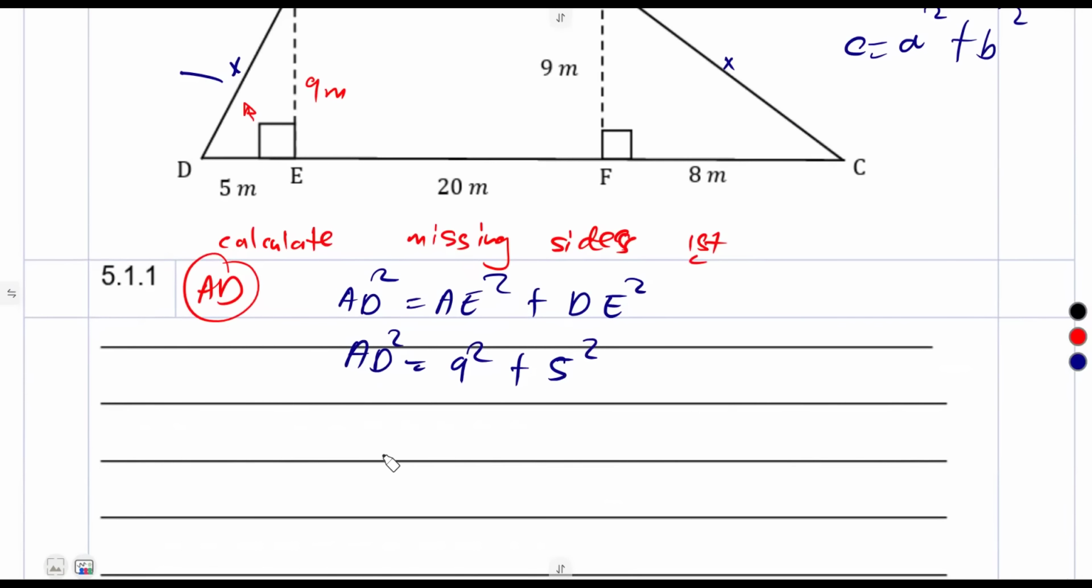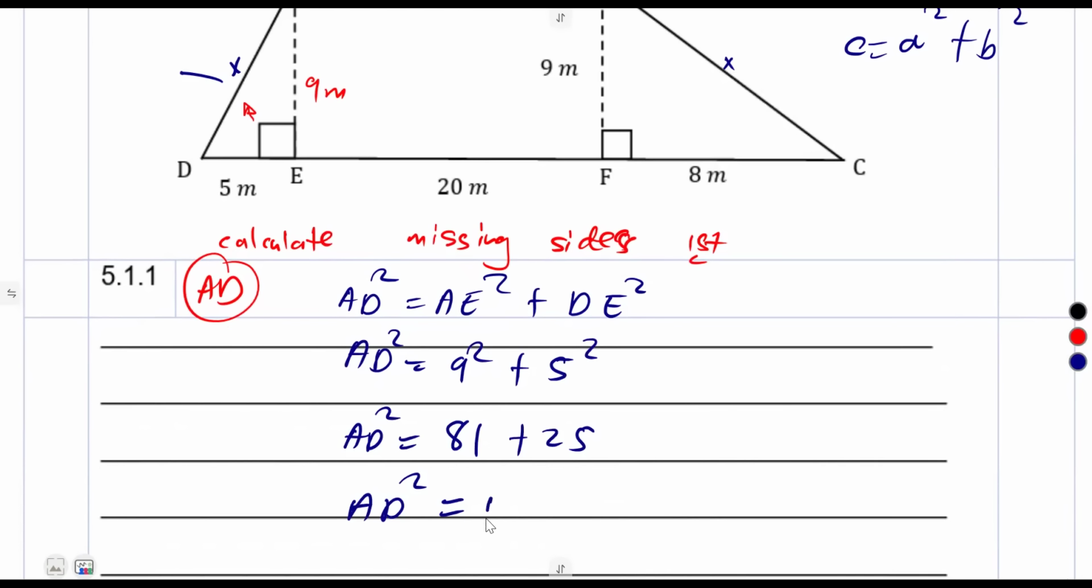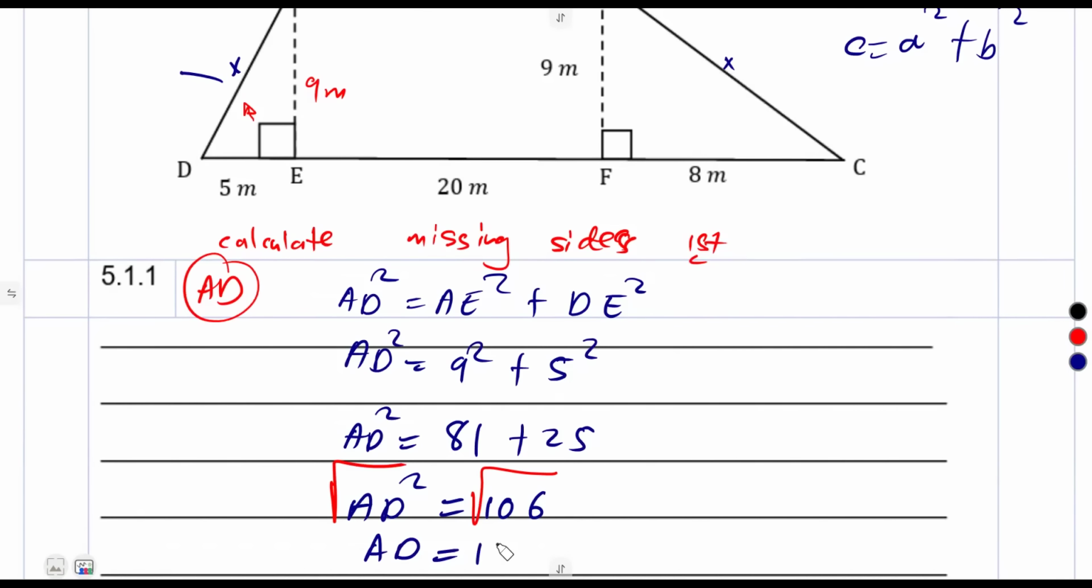All right, let's see what we've got. So AD squared is 9 squared, which is 81, plus 25. So AD squared is the sum of 81 and 25, which is 106. To find AD, we introduce the square root. To find the length of AD, the square root of 106, to 2 decimal places, is 10.30. Let's fix this to 2 decimal places. That's 10.30 meters.